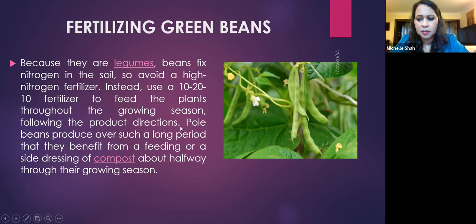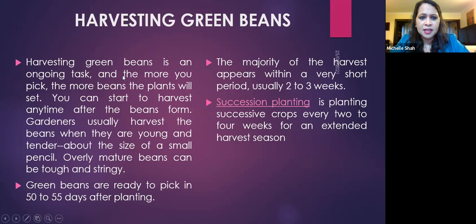Harvesting of the green beans. The green beans are harvested in an ongoing task, and the more you pick, the more beans the plants will set. So it's a more ongoing process of harvesting the green beans. You can start to harvest anytime after beans form, and gardeners usually harvest the beans when they are young and tender, about the size of a small pencil.